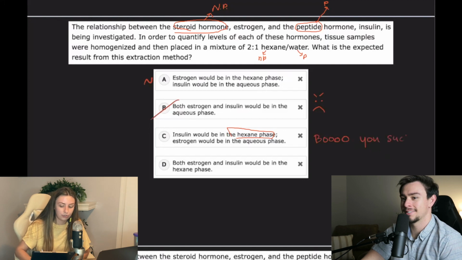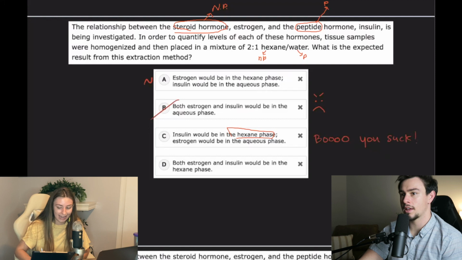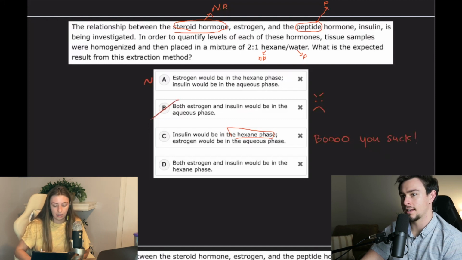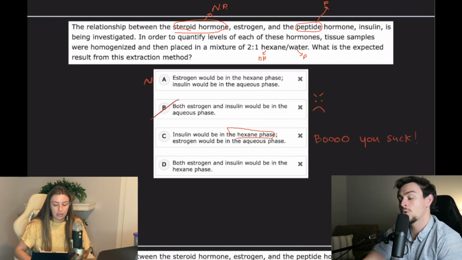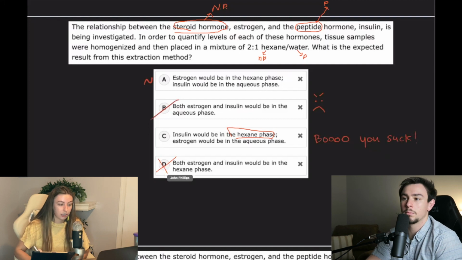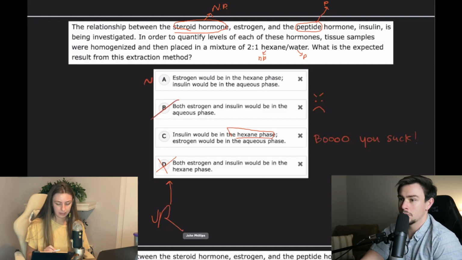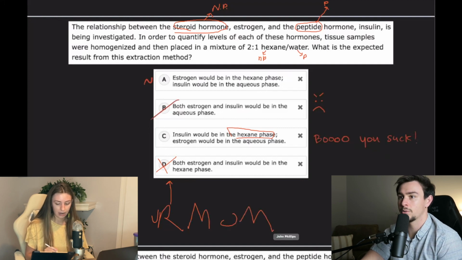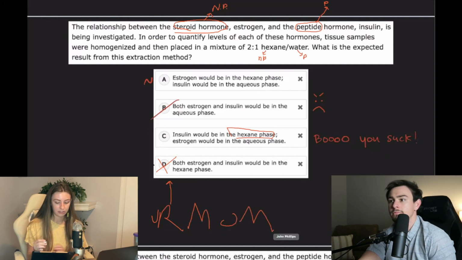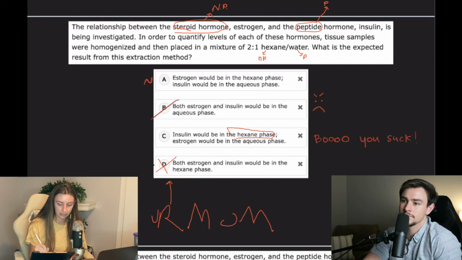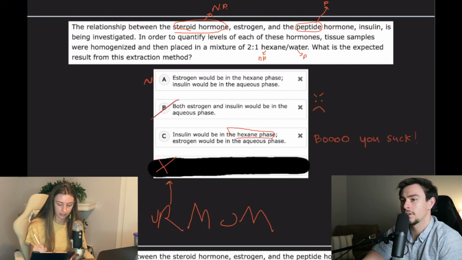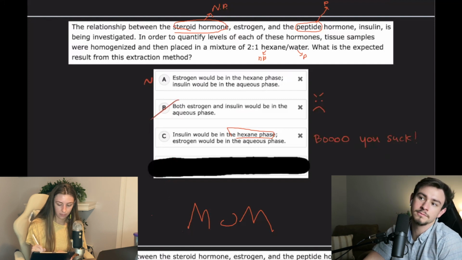D says, yeah, let's hurt its feelings. I like that. D says both estrogen and insulin would be in the hexane phase. That one's stupid too. How can we hurt its feelings? I got an idea. Let's make it so irrelevant that it's not even on a PowerPoint. It's not even an answer choice. So don't like that either.